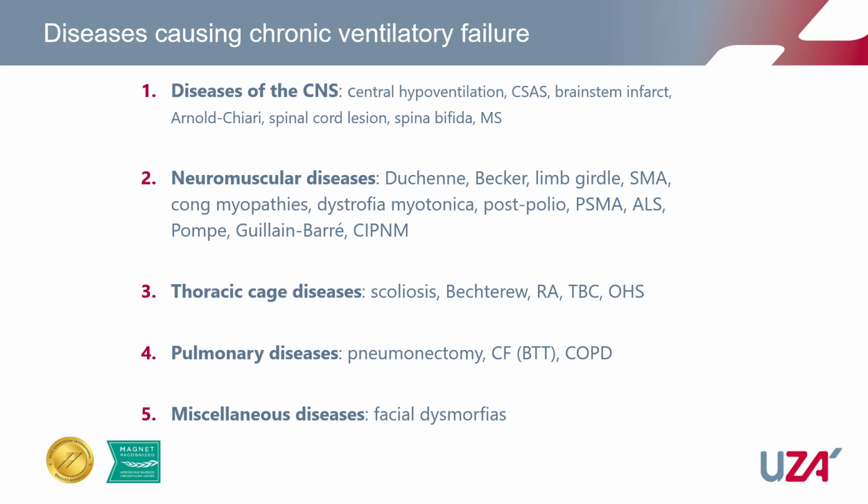Also, patients on the intensive care unit having a chronic critical illness polyneuromyopathy may have chronic ventilatory failure. A third group are patients with thoracic cage diseases like scoliosis, rheumatoid arthritis, and obesity hypoventilation syndrome. Pulmonary diseases leading to chronic ventilatory failure may be cystic fibrosis and chronic obstructive pulmonary disease. And finally, there is a rest group of miscellaneous diseases like facial dysmorphias.